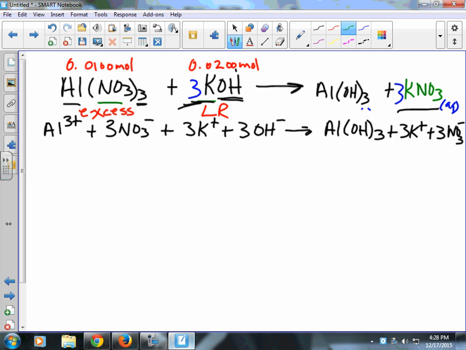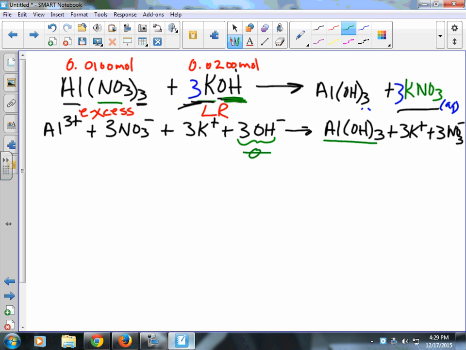Now, what part of that limiting reactant is tied up in our precipitate? It's the hydroxide. So this is gone. We have none of it left. It's all tied up in our precipitate.